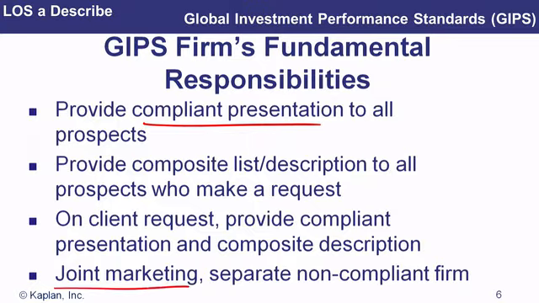What about joint marketing? The real world's messy. So you have all this stuff that you want firms to do, but what if you have one firm that claims GIPS compliance and another firm that doesn't, and they want to jointly market their products to some investor group? Well, then we've got to separate the compliant and non-compliant aspects of the presentation. So we can do joint marketing, but we've got to make sure to separate what is compliant from what is not compliant so that we're not confusing investors.